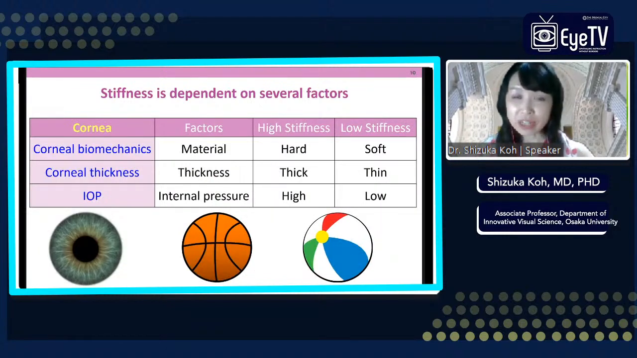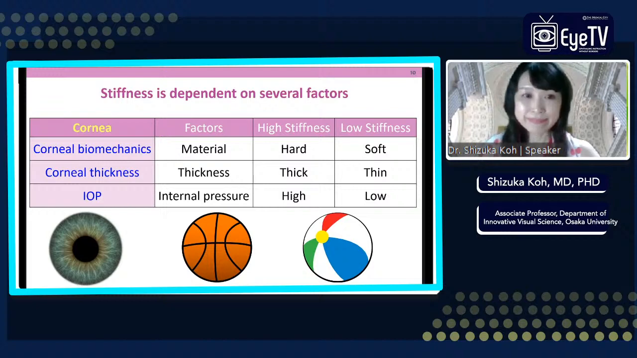When we think about the cornea, material in cornea means corneal biomechanics. Thickness is, of course, corneal thickness. Internal pressure means IOP. So stiffness of the cornea is dependent on corneal biomechanics, corneal thickness, and IOP.